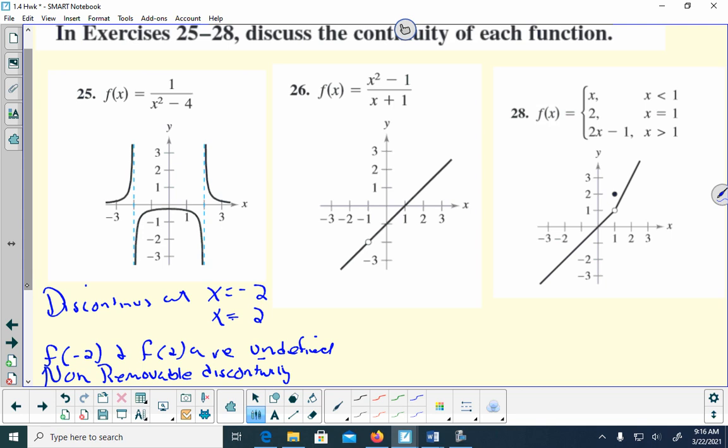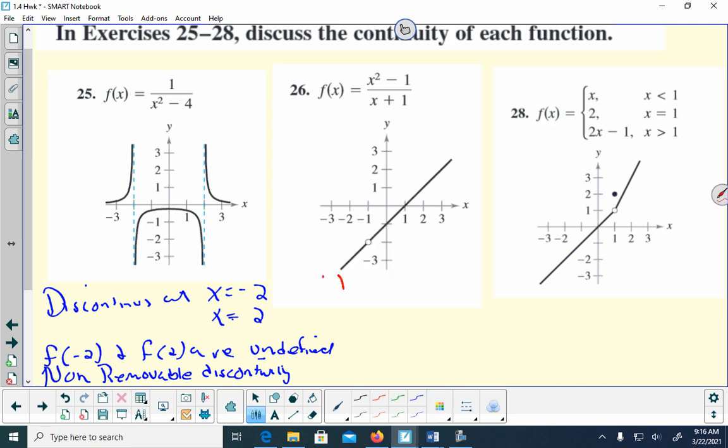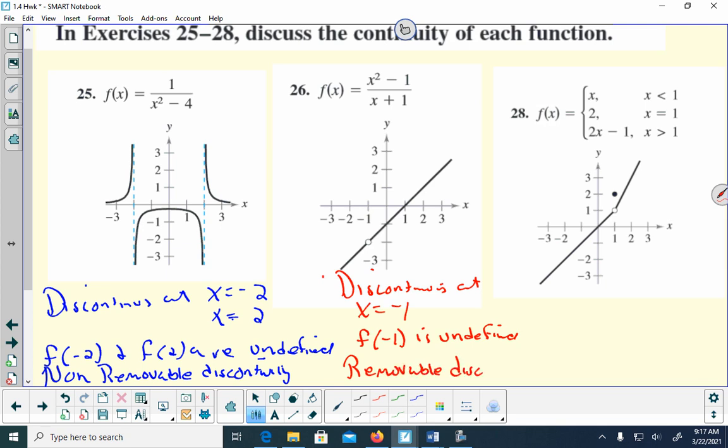Number 26, I'm looking at the graph. I'm going to say that it is discontinuous at x is equal to -1. The reason for that is because f of -1 is undefined, because I have that hole there, and I'm going to say that that is a removable discontinuity.